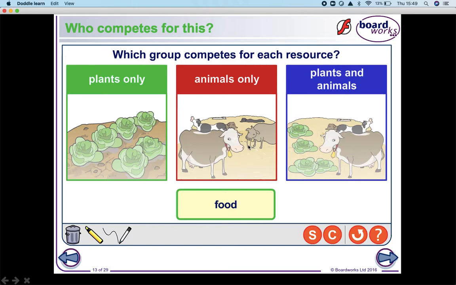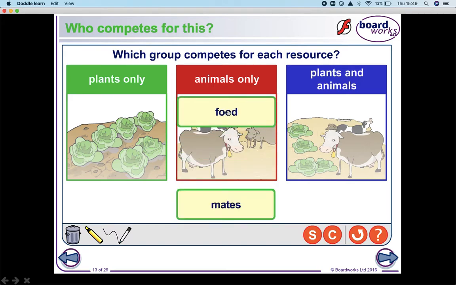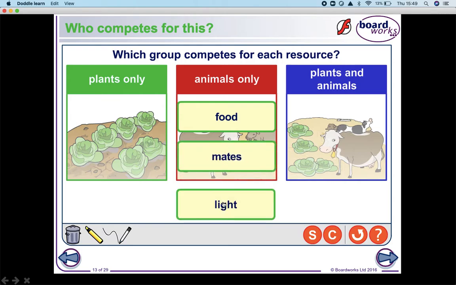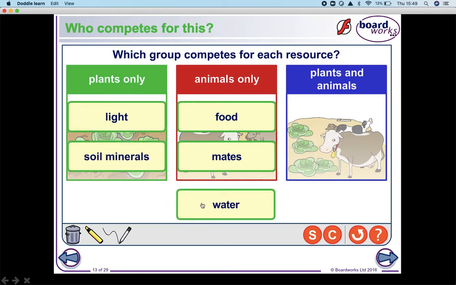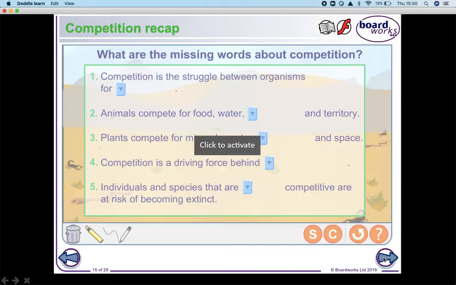So who competes? Which group competes for food? So that would just be animals, I think. Yeah, mates would definitely be animals. Light is plants. Soil minerals is definitely plants. They both need water. And space, they both need space. Okay? So, yeah. Okay, so just a nice little, just to make sure you know what they're competing for, I suppose.